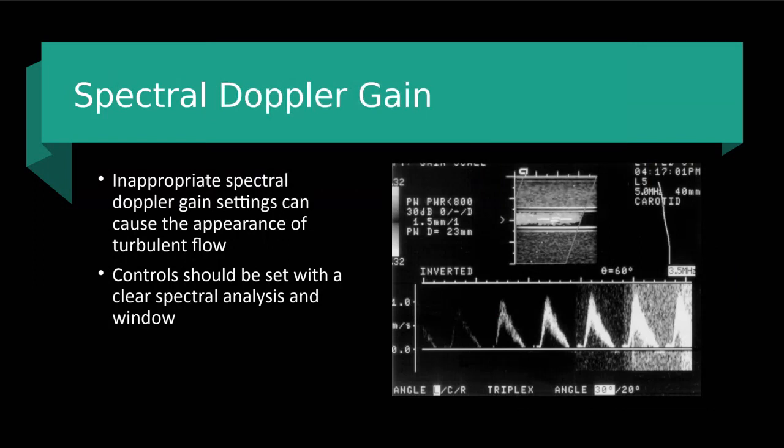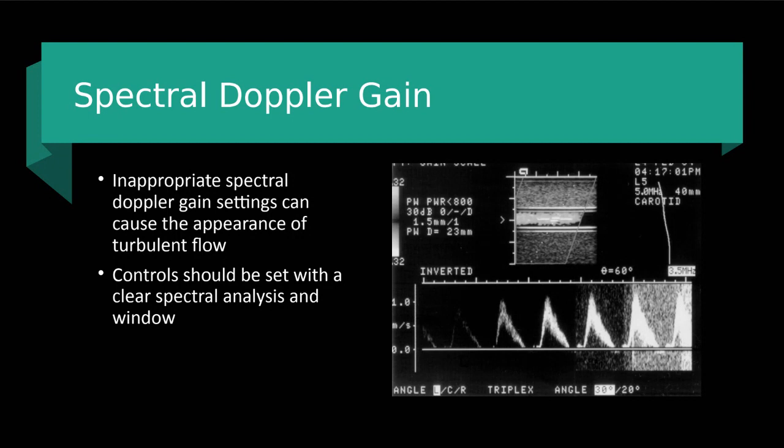Same thing with our Doppler gain setting. So now we have a beautiful color Doppler. We're ready to pulse wave Doppler that vessel, and our settings are all over the place, right? We may be getting aliasing. We already know how to adjust for aliasing, right? We talked about that last week. But we also may be getting spectral broadening, and spectral broadening can represent pathology, or it can represent our spectral Doppler gain being set too high. So we need to be aware of that as well.